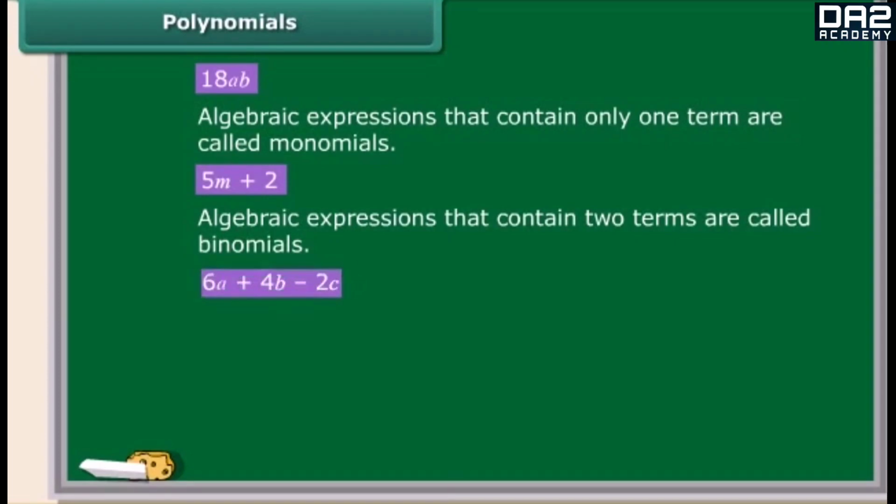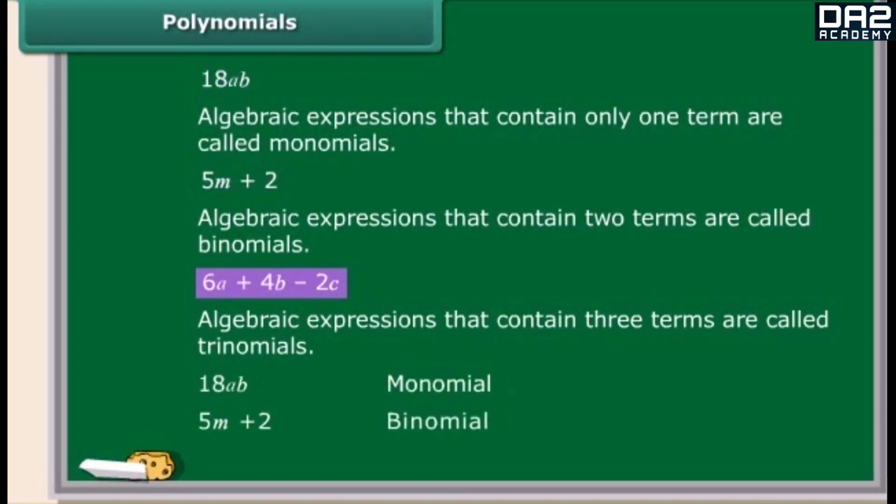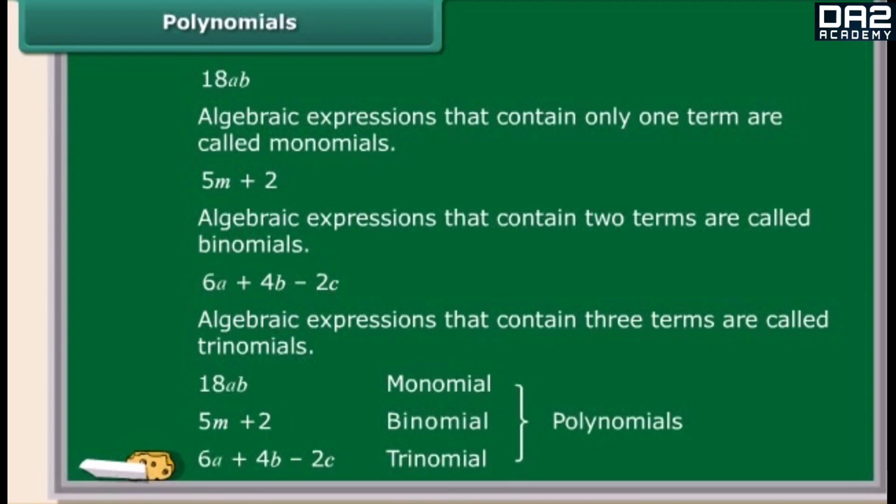The expression 6a plus 4b minus 2c is not a binomial because it has three terms, right? So this type of algebraic expression is called trinomial. Remember, all algebraic expressions that have one or more terms are called polynomials. Therefore, monomials, binomials and trinomials are all polynomials.